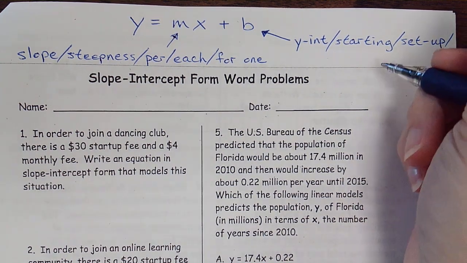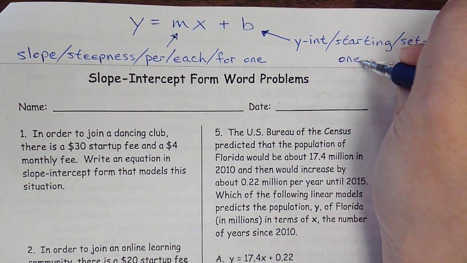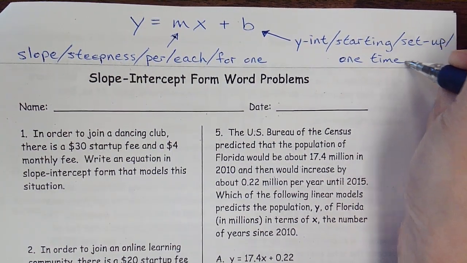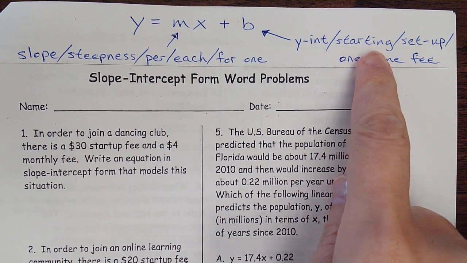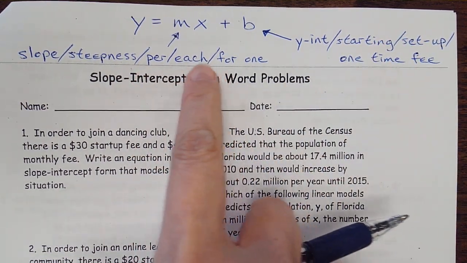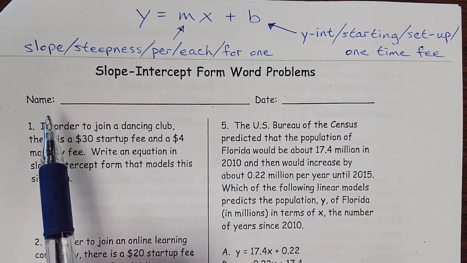Okay. And it could be like a one-time fee. Okay. So knowing these keywords will help you build the equation. Right? So let's try example 1.